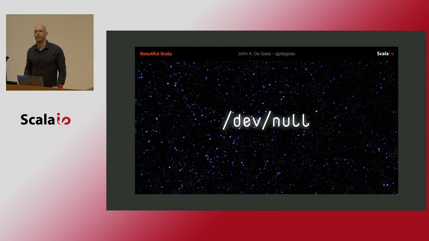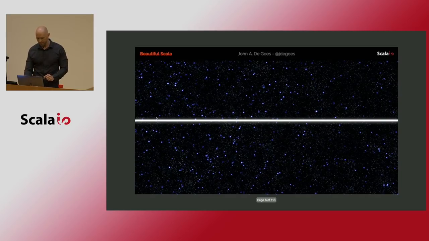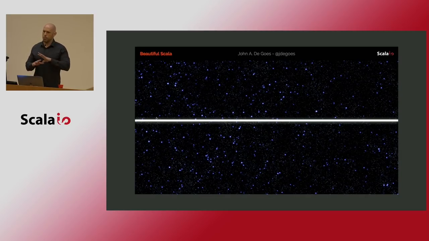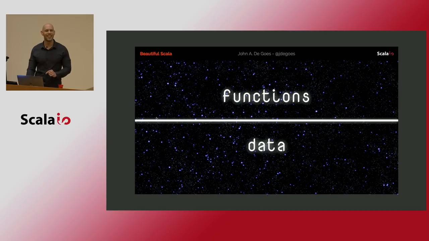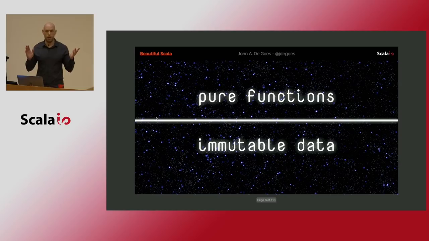In the beginning, the earth was null and void, and darkness was over the surface of the deep. And God separated the night from the darkness, and he called the night data, and the light functions. To be clear, I'm talking about pure functions and immutable data, for those of you who are getting ideas.